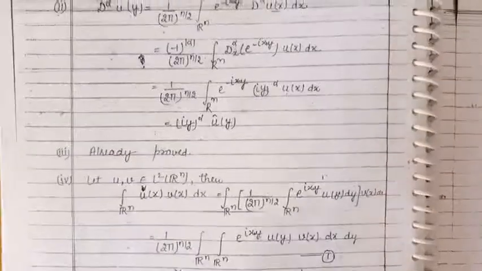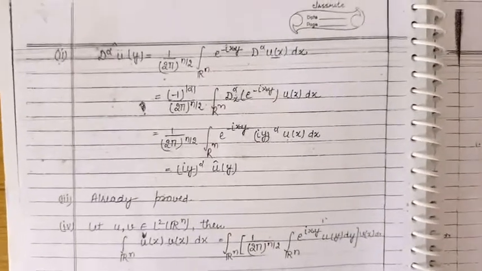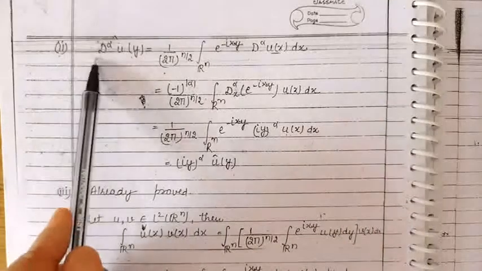Now in the second property, we are to find the Fourier transform of D^alpha u.